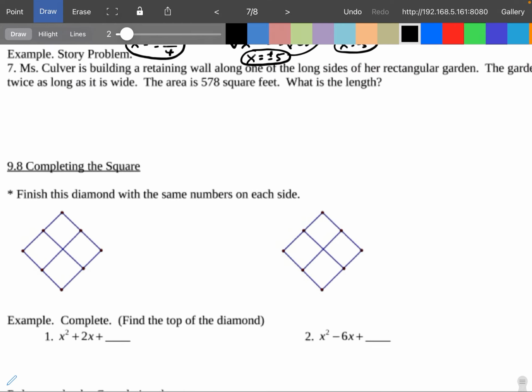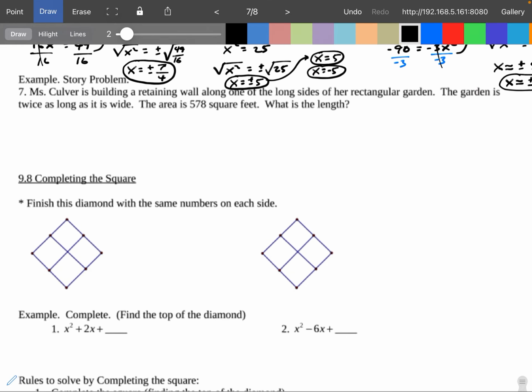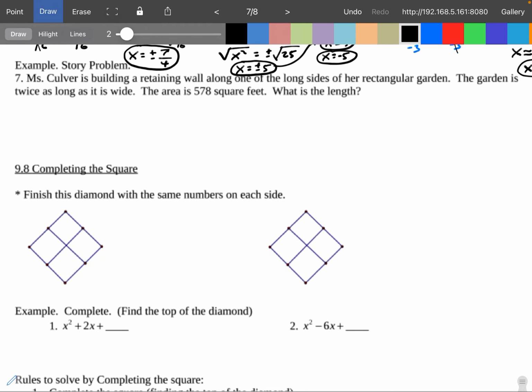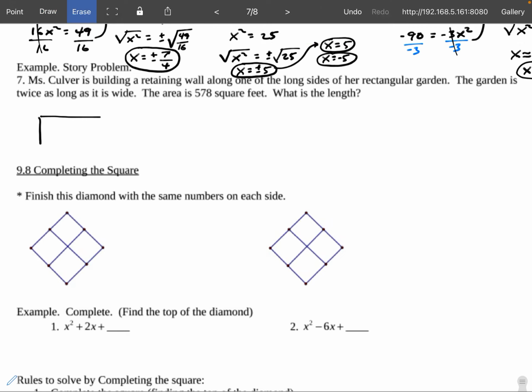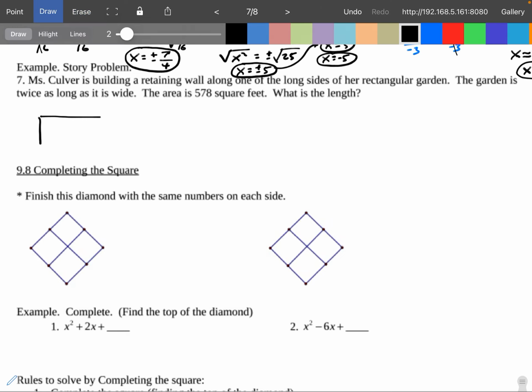All right, one more to go. So this one is a story problem. All right. So this says Mrs. Culver is building a retaining wall for her garden. It says her garden is rectangular. So I'll draw a picture. So her garden looks like this.